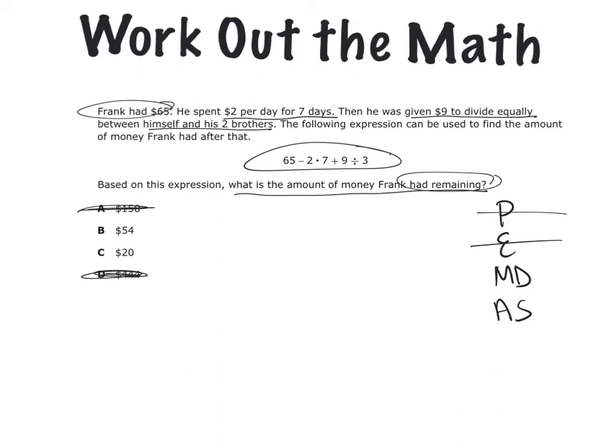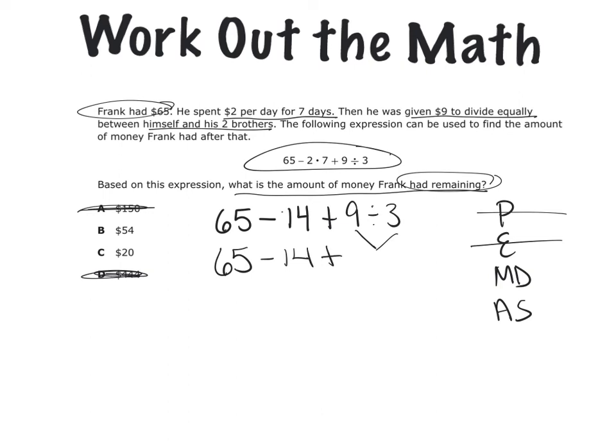Multiplication or division. So now we're going to rewrite this problem. 65 minus, I have a multiplication. 2 times 7 is 14. Plus 9 divided by 3. Okay, am I done with multiplication and division? No, here is another division. Or another one, it's the only one. The other one is multiplication. So now I have 65 minus 14.